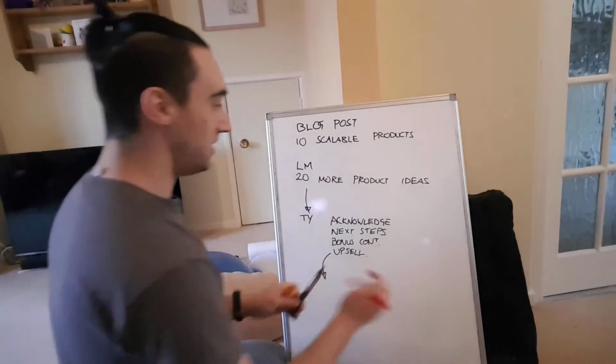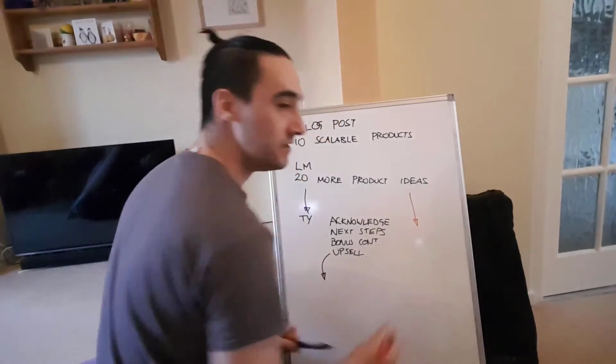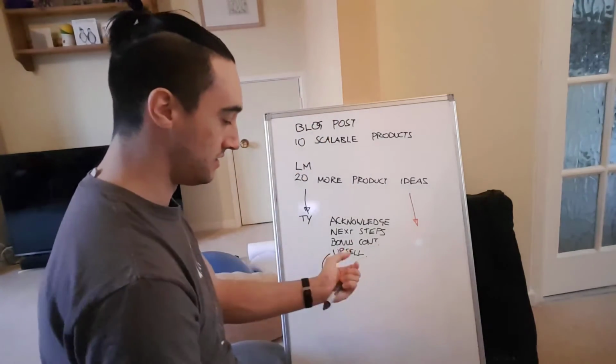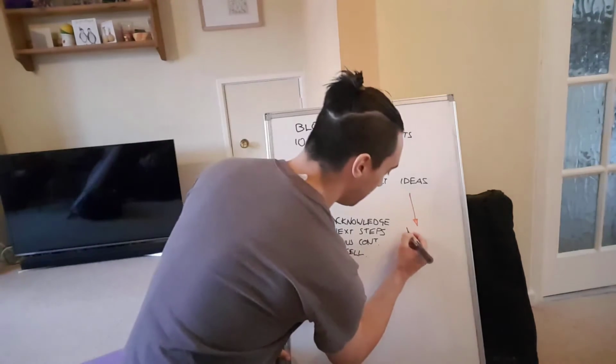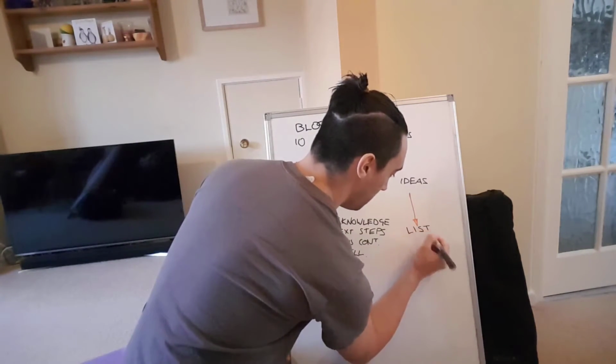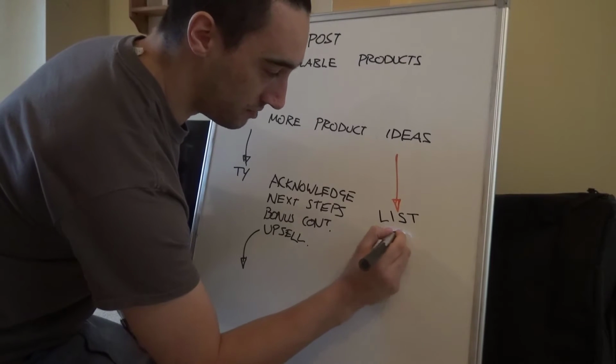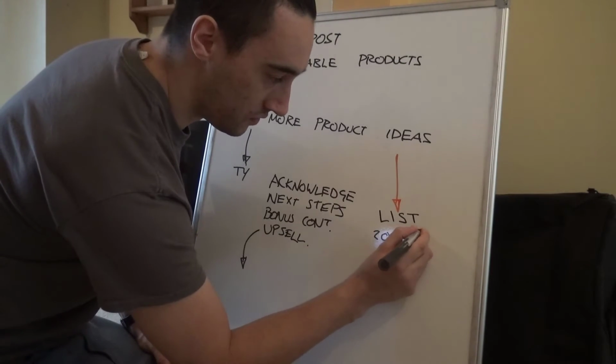Now, if they download and they don't buy, I want them to be added to a list. So I'll have the list. I'll also set up the group as 20 products or something.